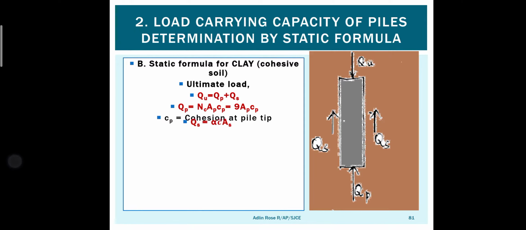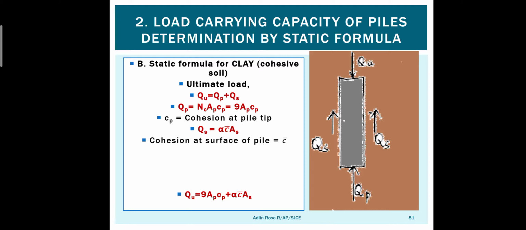And next we have QS. QS is given by the formula alpha C bar AS. So totally QP plus QS is equal to QU. So QU is equal to 9 APCP plus alpha C bar AS. Yes, we'll see what is alpha.